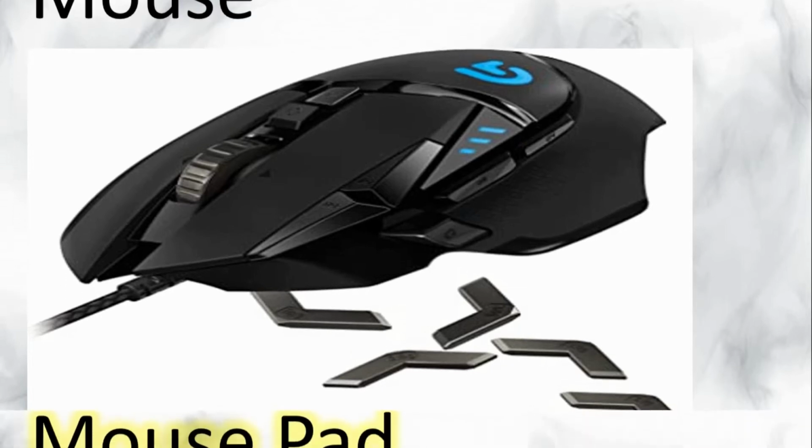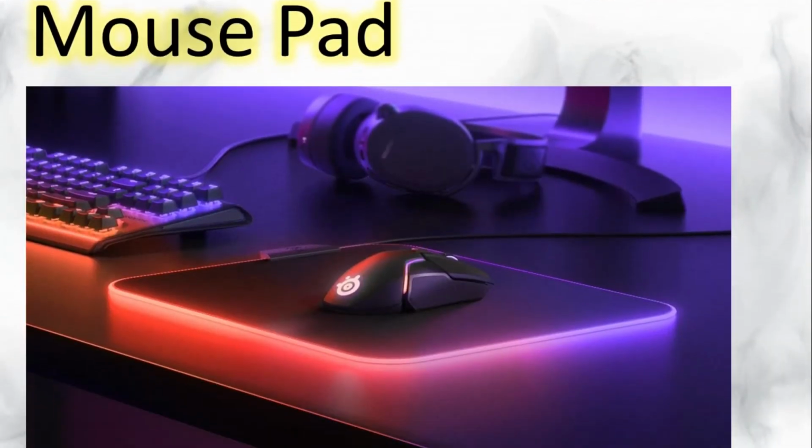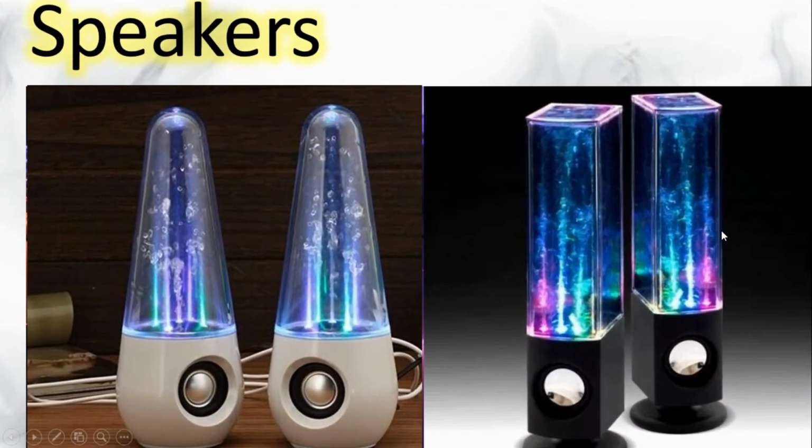And this is another input device. Mouse and keyboard is an input device. And this is a mouse pad. And yes, it glows. And there are a lot of cool stuffs. And then these are speakers. When you want to listen to something, when you want to listen to an audio, or when you want to listen to a song, we usually use the speakers.